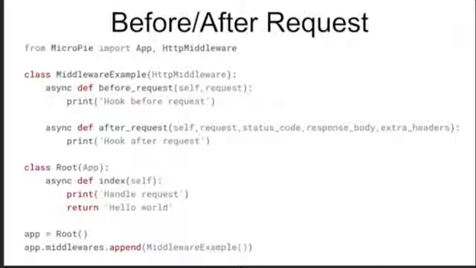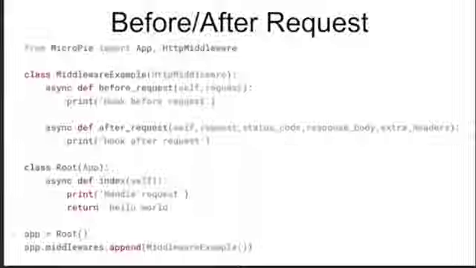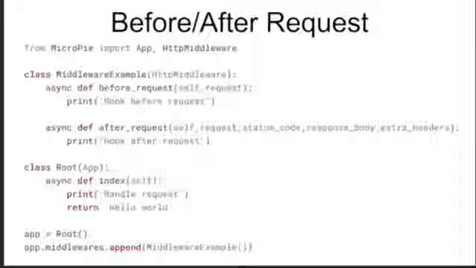Your before request method up here in the middleware example just takes one argument, and that's your request object. Similar to what we were talking about before, down here we have a global request object. In the middleware, we do not, so we pass that in from our app class, which does.